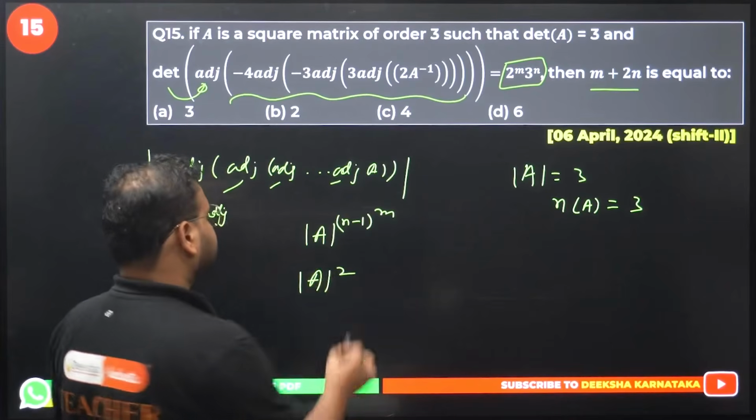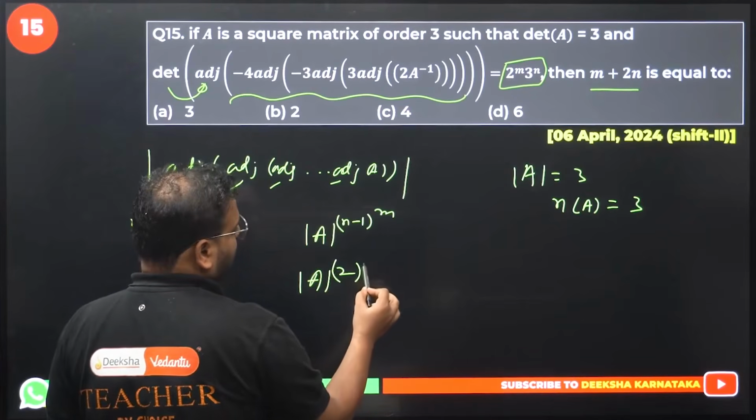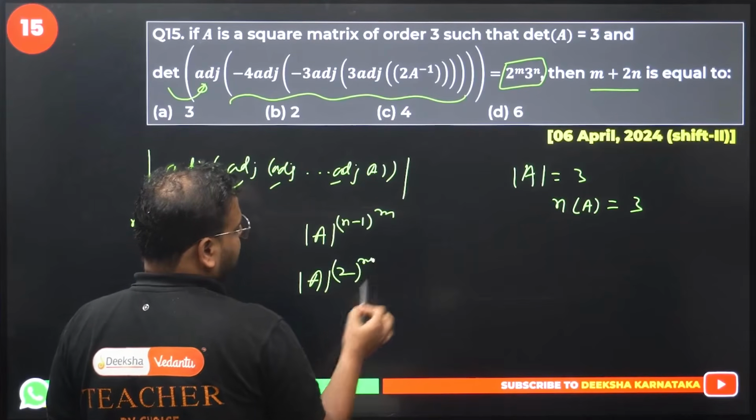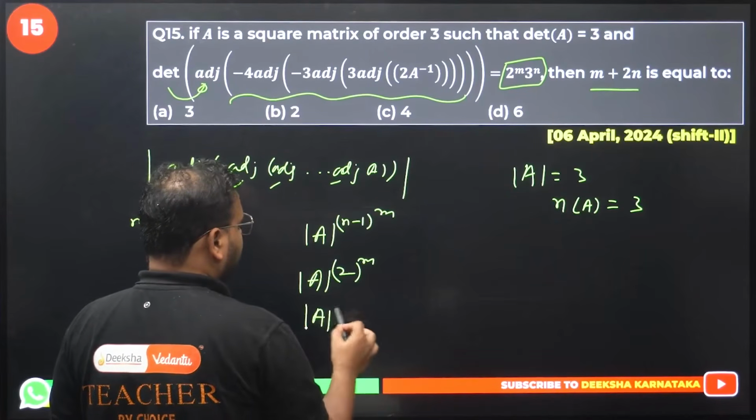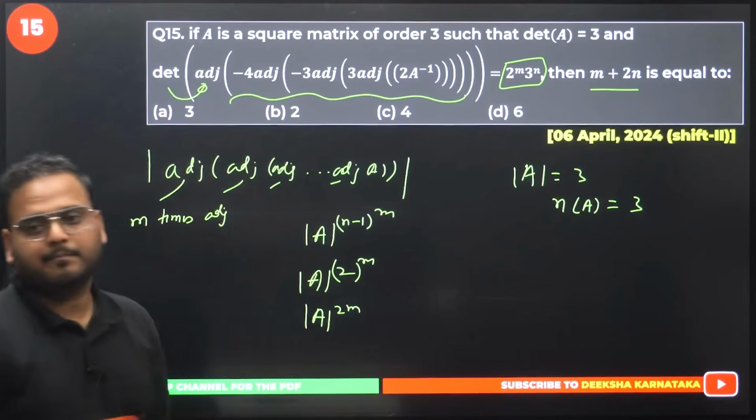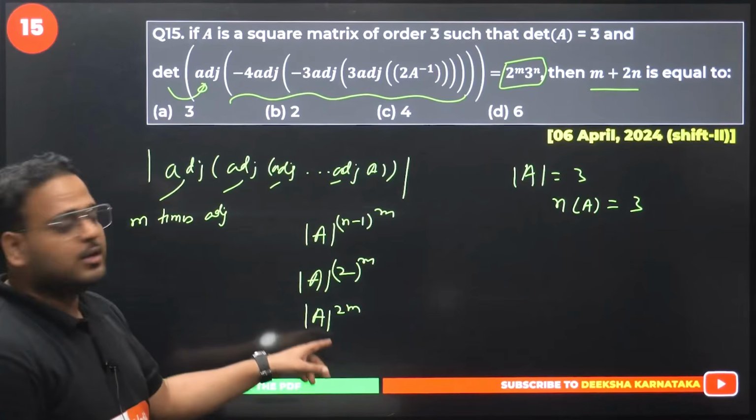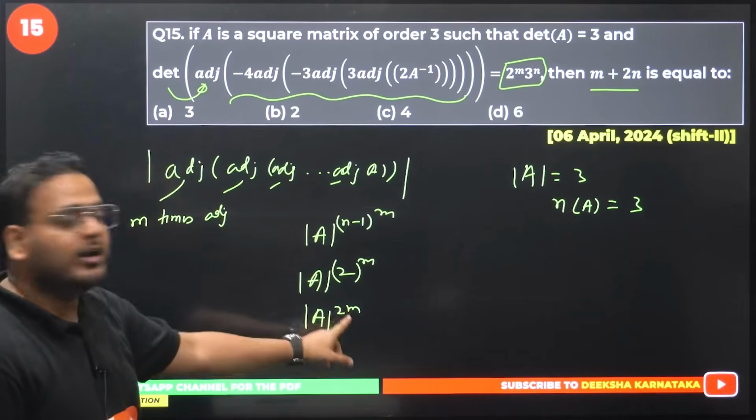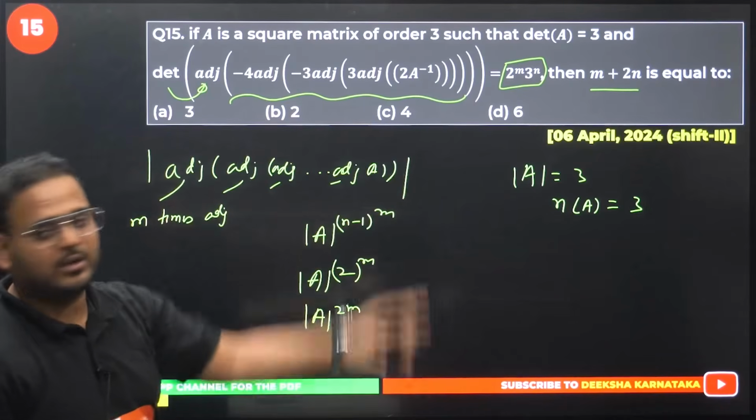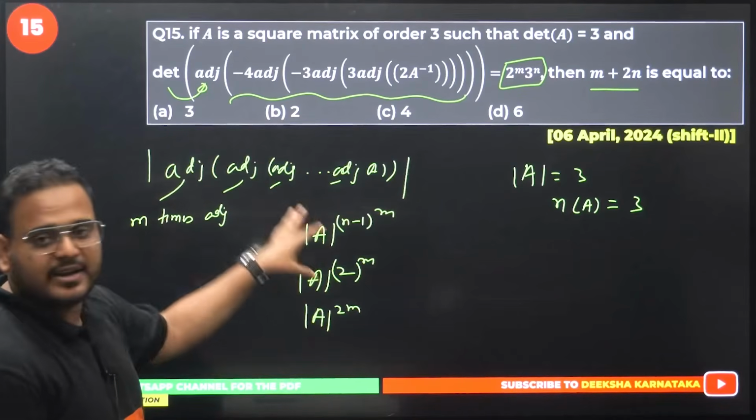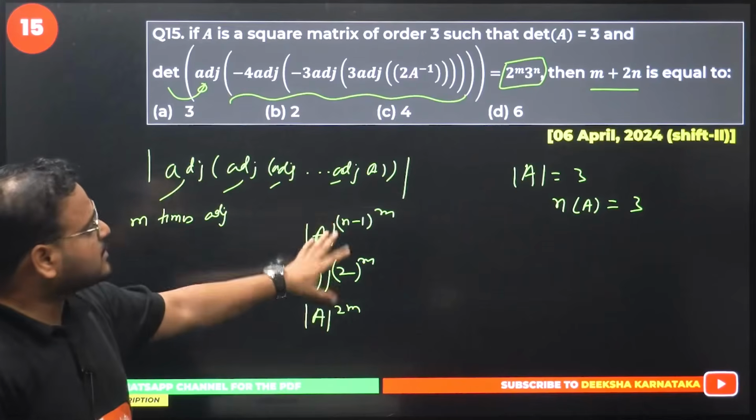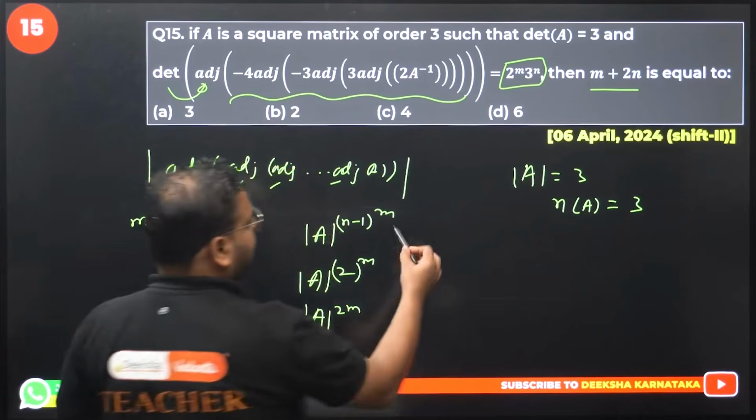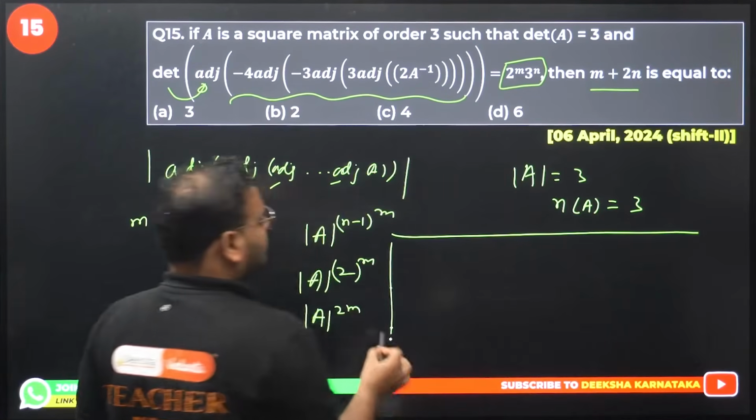It means it will become simply 2 power m, so it becomes determinant of A power 2m. If you have one adjoint, it will become 2 into 1, and so on. It will just continue like that. I'll erase this part right now, or you can use this to solve the answer. I'll give you the first step, then from there onwards you can take it.